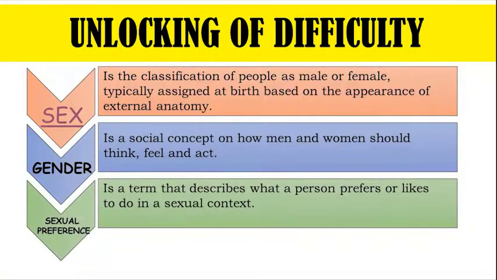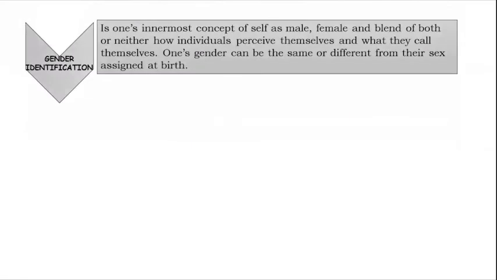Next is sexual preference. Sexual preference is a term that describes what a person prefers or likes to do in a sexual context. Gender identification is one's innermost concept of self as male, female, a blend of both, or neither, how individuals perceive themselves and what they call themselves. One's gender can be the same or different from their sex assigned at birth. Sexual preference and gender identification are most alike. It is both preferred by the person depending on his or her choice, whether he or she likes to act opposite from his or her sex.